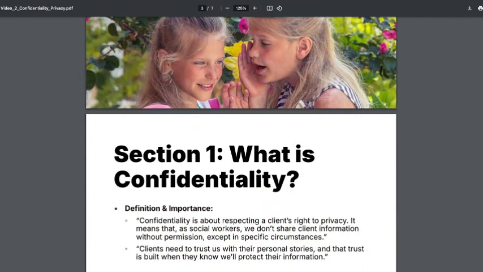What is confidentiality? First, let's break this down. We're going to define it and talk about the importance. Confidentiality is about respecting a client or an individual's right to privacy. It means that as social workers, we don't share client information without permission, except in certain specific circumstances. Clients need to trust us when their personal stories are being told to us, and they have to trust that we're going to protect that information.